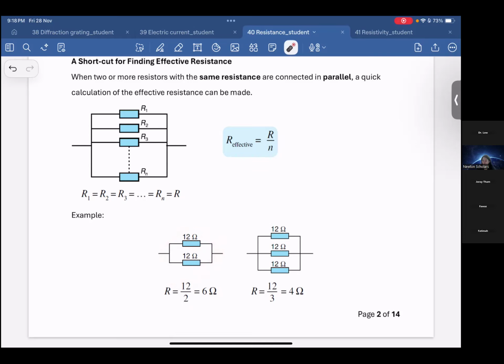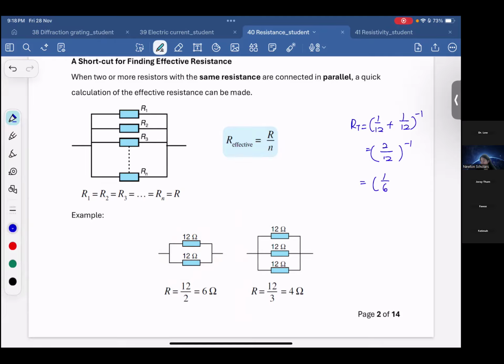Settle. We don't need to do the calculation like R total equals 1 over 12 plus 1 over 12, inverse it. So I got 2 over 12, inverse it, so I got 1 over 6, inverse it, so I got 6 ohm. No need. One way, settle. If I got 3, then 12 divided by 3, so I got 4 ohm.